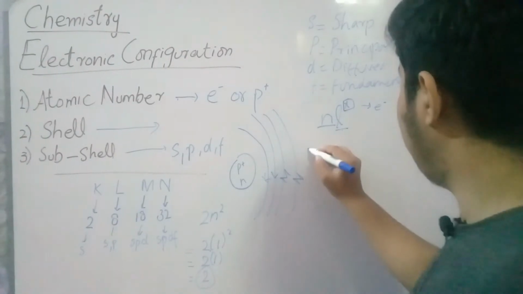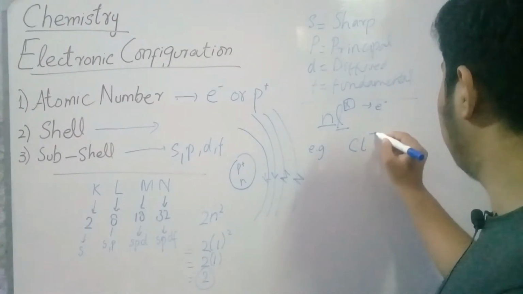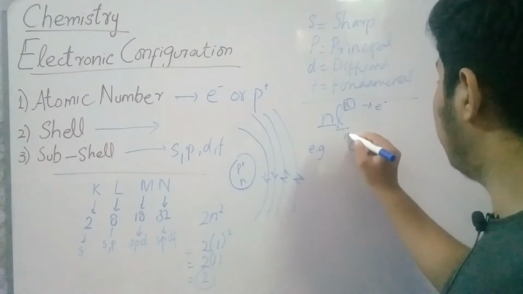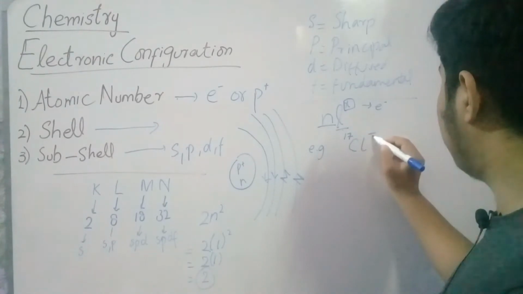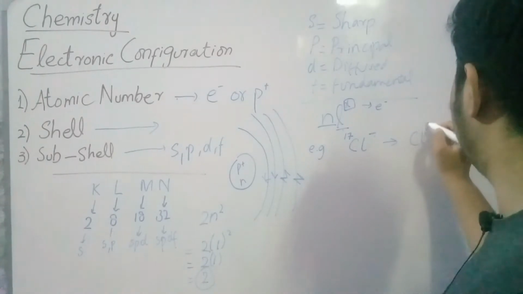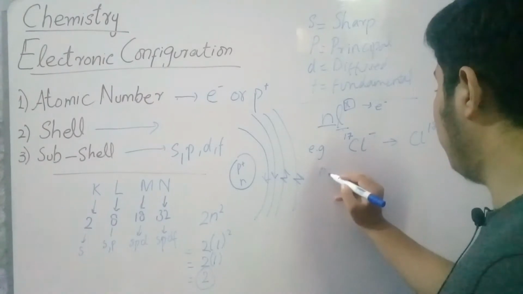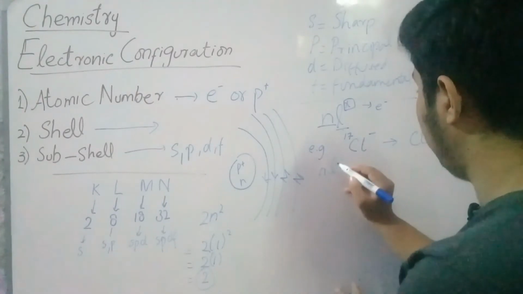For example, we have the example of the chlorine ion. Chlorine's atomic number is 17, but it's an ion, so its number of electrons will be 18. Using the formula, we will now do the electronic configuration of chlorine.